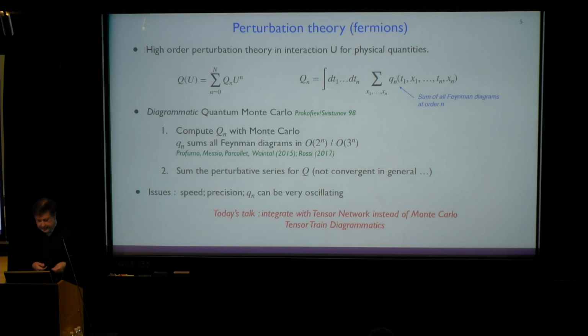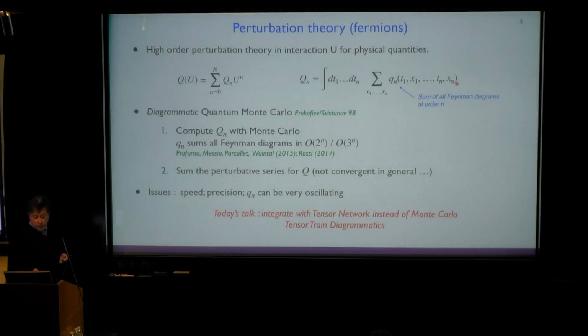And we have done that recently. And the second part is, as soon as you have the series, you try to make sense of the series by summing it. The difficulty, of course, is that the series is in general not convergent, apart from weak coupling. And there are techniques to deal with that. So the issue that we have in this field, and there are several issues. First, speed. Why do we want to go beyond Monte Carlo? Because Monte Carlo is slow. We want to have higher precision, especially when you want to resum series.